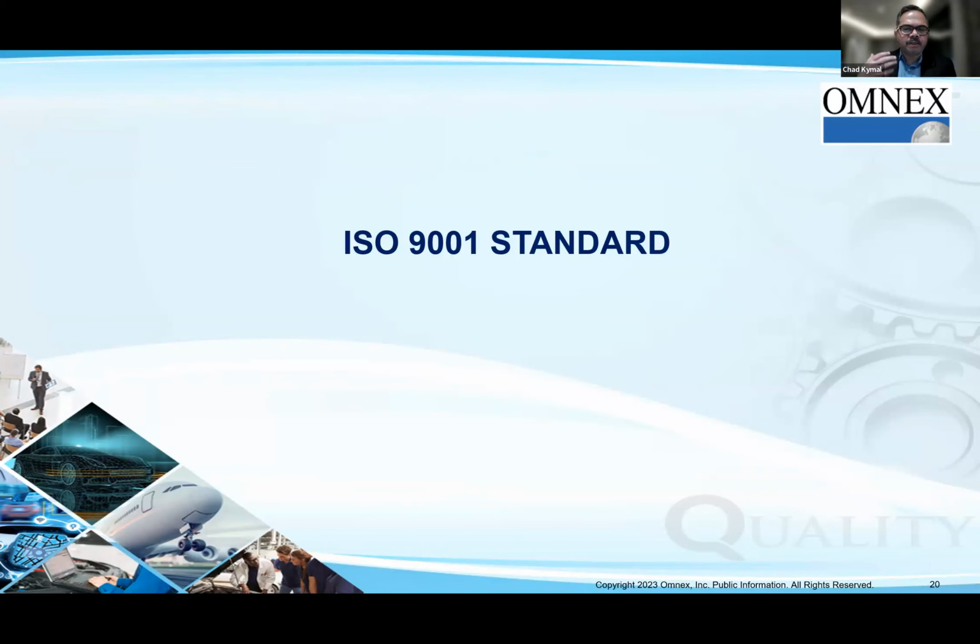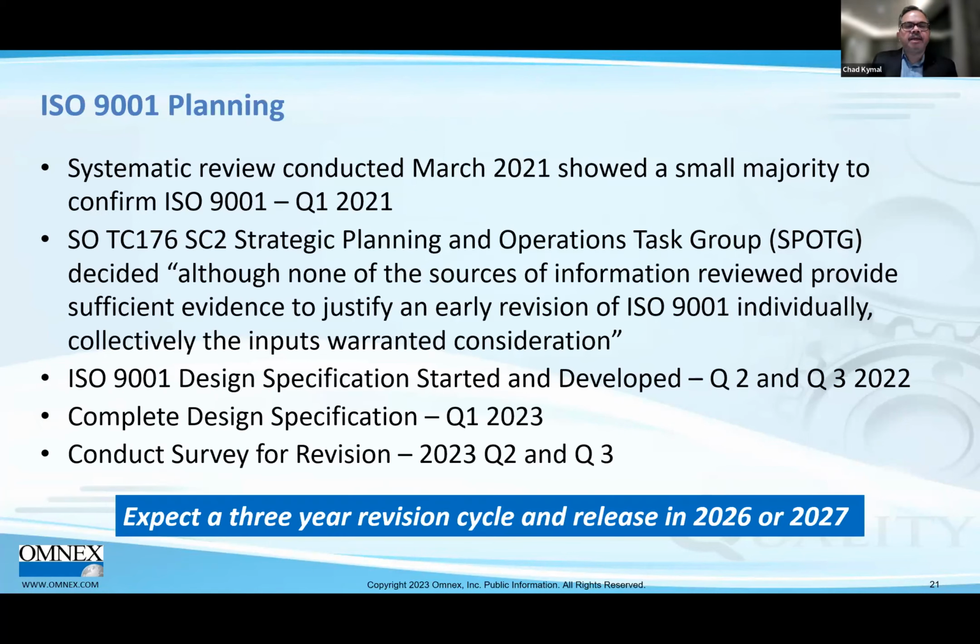Now, the ISO 9001 standard, interestingly enough, when they did what is called a systematic review in March 2021, the majority said, I just want to confirm the existing standard. Let's wait to write the new standard. And then there's a small majority. The smaller group said, hey, let's make a change.